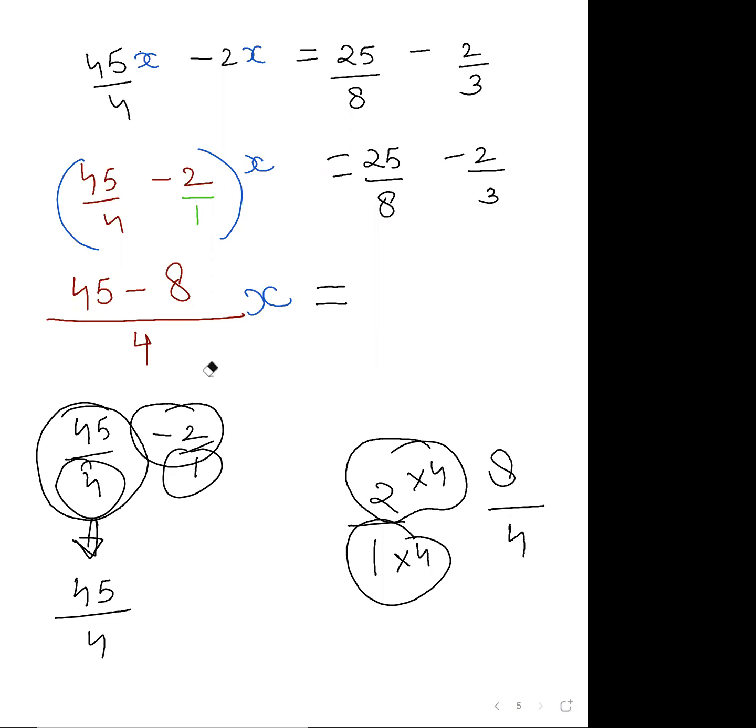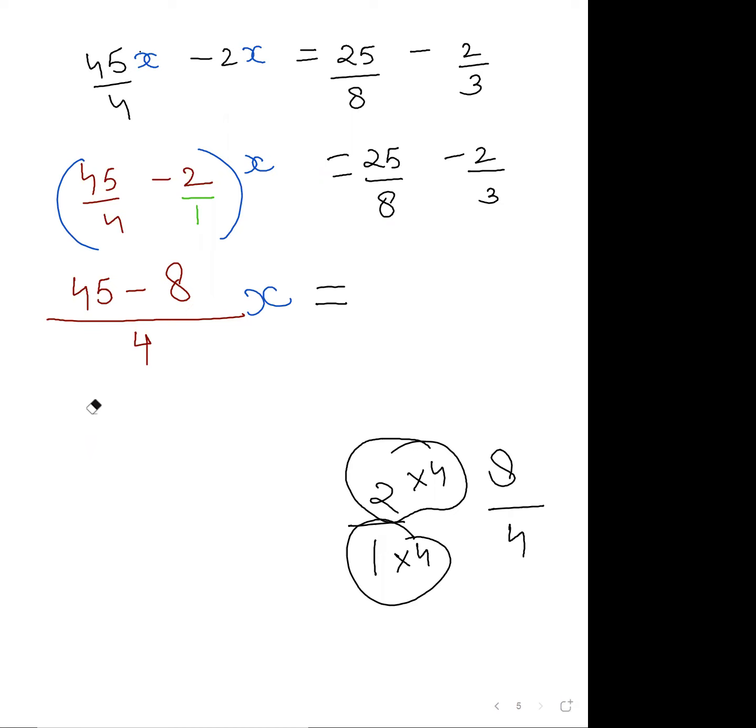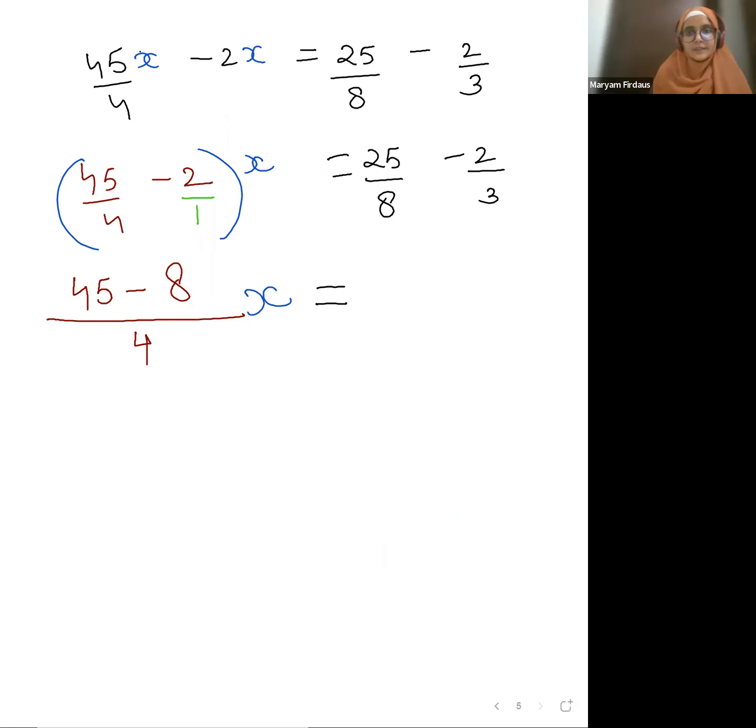So it will be 37 by 4x gives 25 by 8 minus 2 by 3. Wait, 37. We will just calculate this later. First, let's do the same exercise to this part. 8 and 3 denominator, LCM.